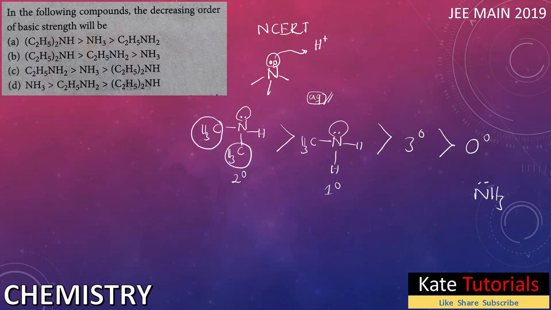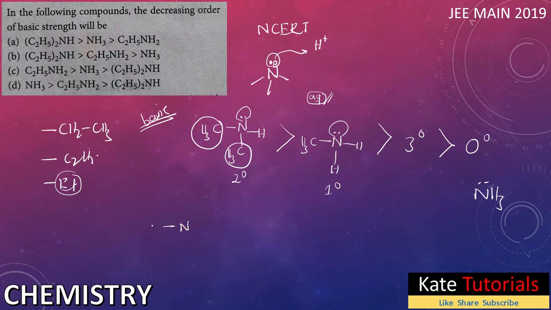Whereas in the presence of ethyl, see here they have given C2H5. C2H5 means CH2CH3. Simply they will call it C2H5 or ethyl group. Right. So in ethyl, this is the order of basic strength in water. Basic strength I am talking about, right? Whenever I have ethyl, the basic strength order is like this.